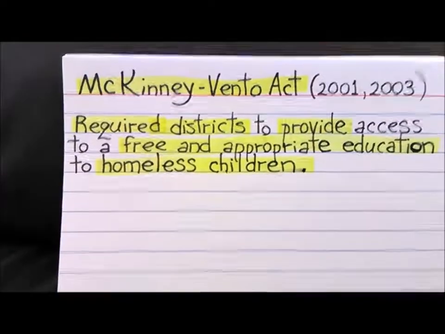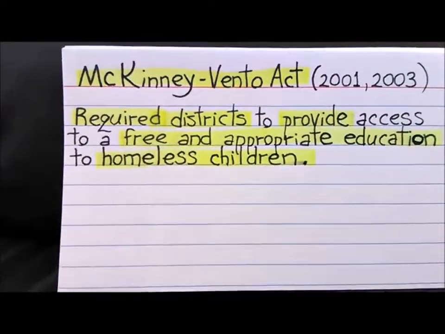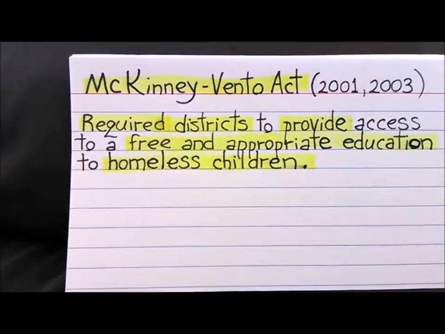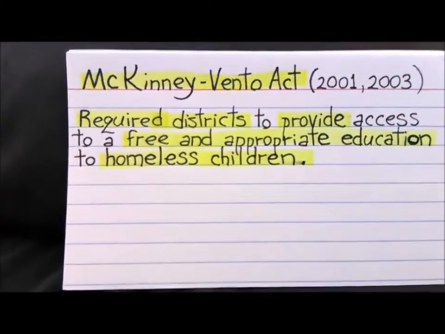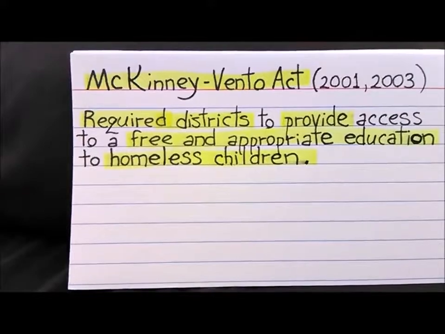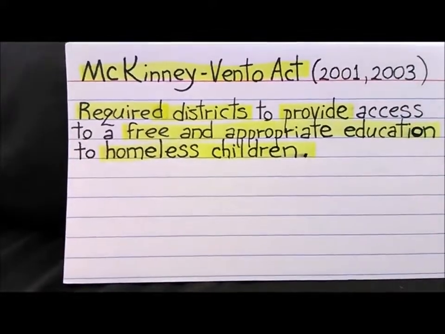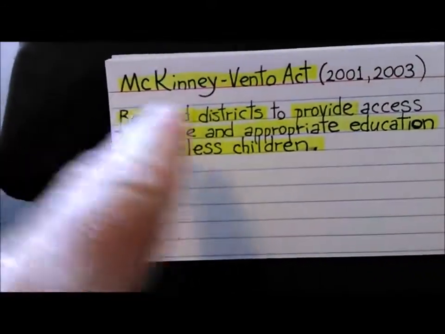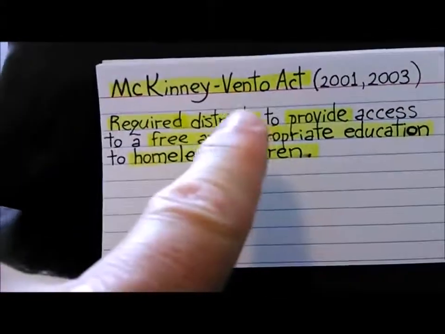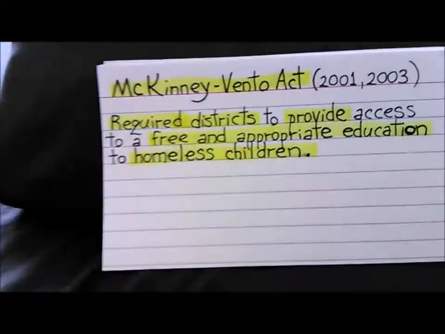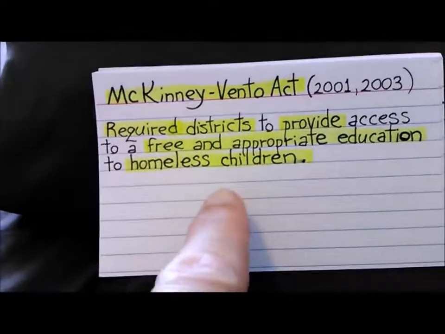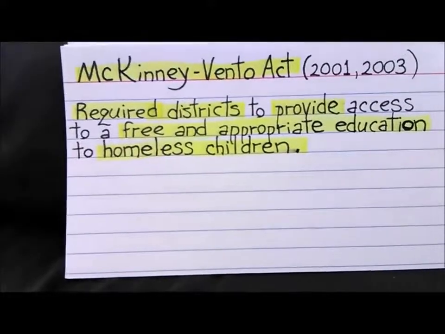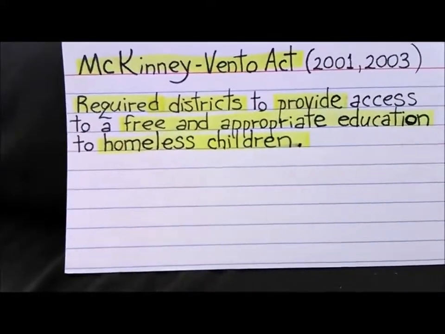McKinney-Vento Act, 2001, 2003. Okay, it required districts to provide access to a free and appropriate education to homeless children. McKinney-Vento Act, remember them? Has to do with homeless children. Okay, McKinney-Vento Act, homeless children. It requires districts to provide access to a free and appropriate education to homeless children.